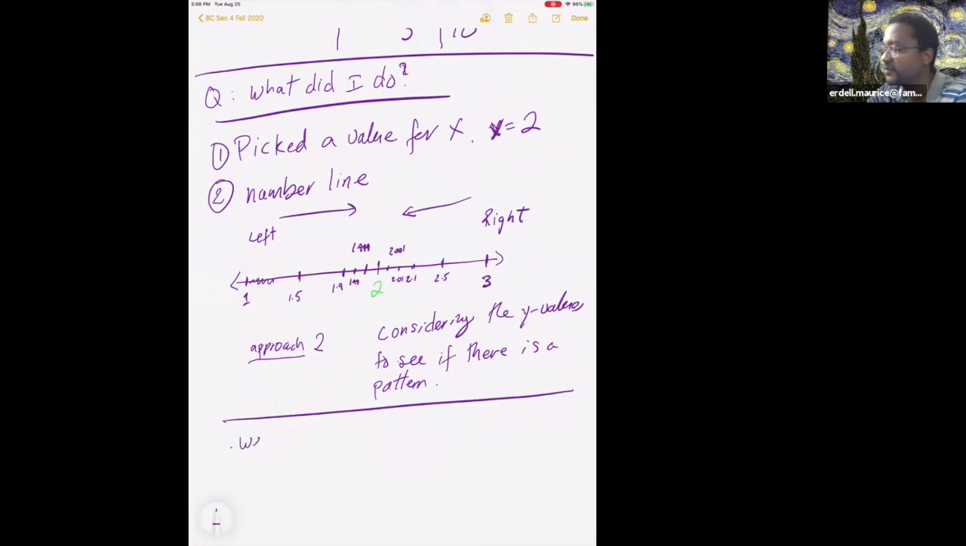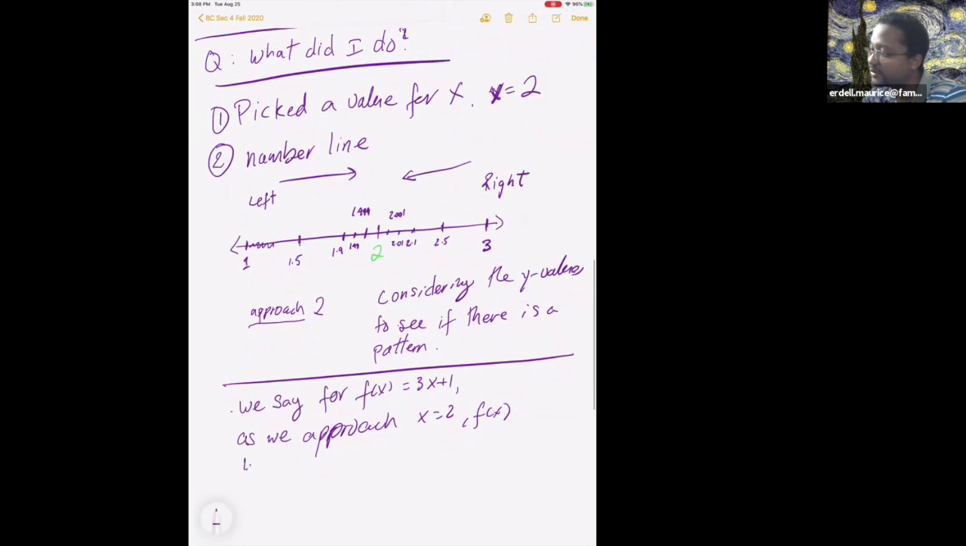We say for the function f of x is equal to 3x plus 1, as we approach x equals 2 for the function f of x, the limit is 7.